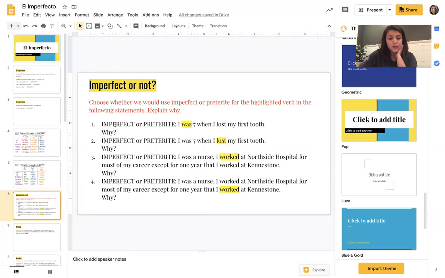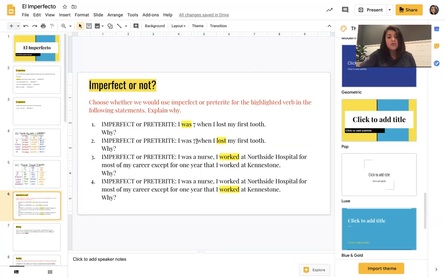I just want to make sure you know what the correct answers are. So, okay, imperfect or preterite. I was 7 when I lost my first tooth. The word was. Is that imperfect or preterite? We would use the imperfect because we are talking about age. So that one, we don't really have to think much about it. It's just age, so it would be imperfect.